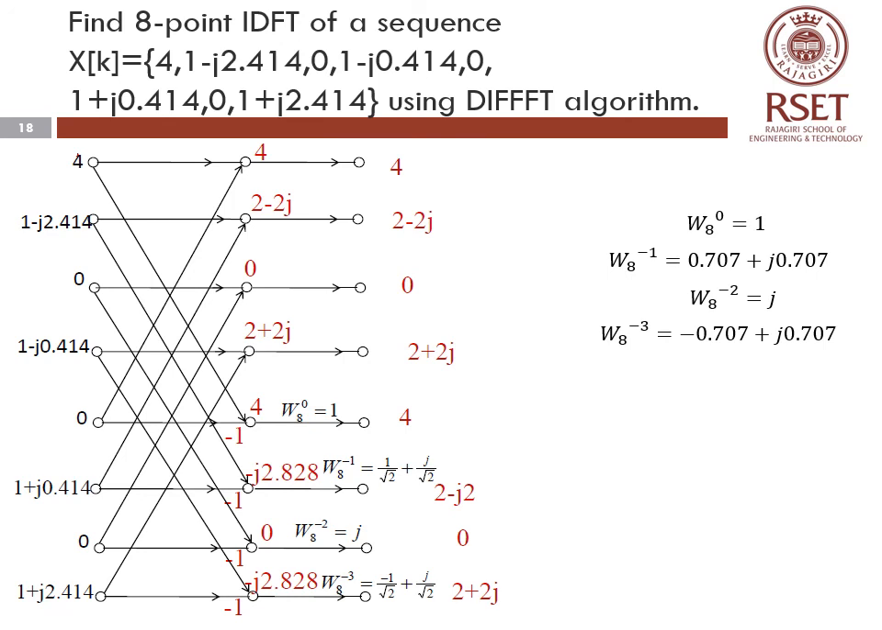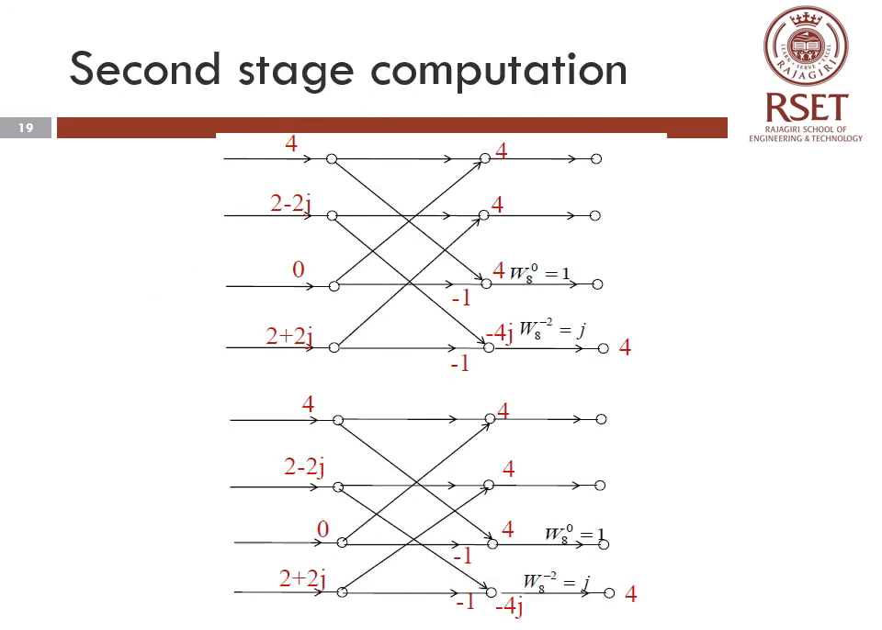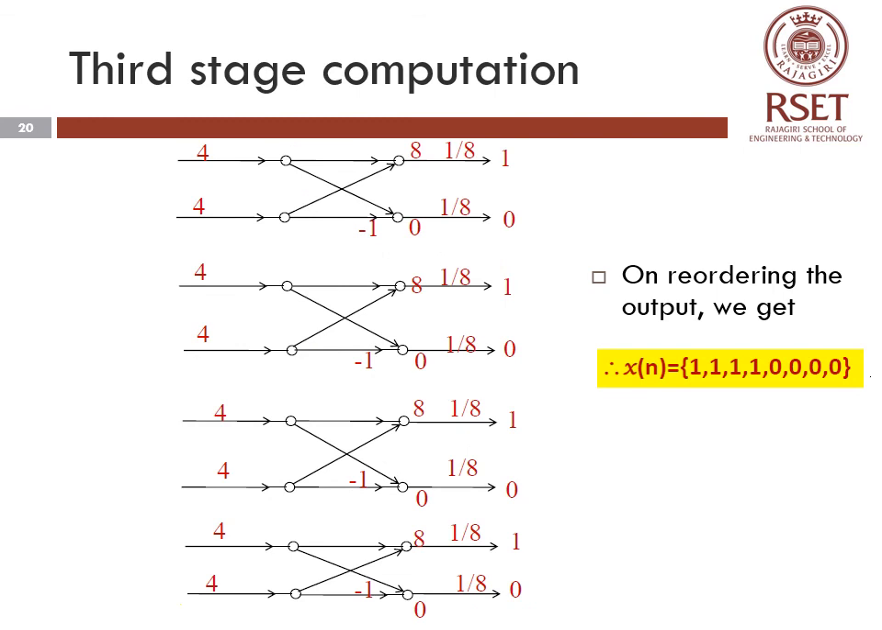We get the following outputs, that is 4, 2 minus 2j, 0, 2 plus 2j, 4, 2 minus 2j, 0, 2 plus 2j. Now coming to the second stage, here also the twiddle factors W8 raised to 0 and W8 raised to minus 2 are written, and the same procedure as a normal FFT computation is followed. So the outputs of stage 2 are 4, 4, 4, 4, 4, 4, 4, 4. Now coming to the last stage, the outputs obtained are 8, 0, 8, 0, 8, 0, 8, 0.